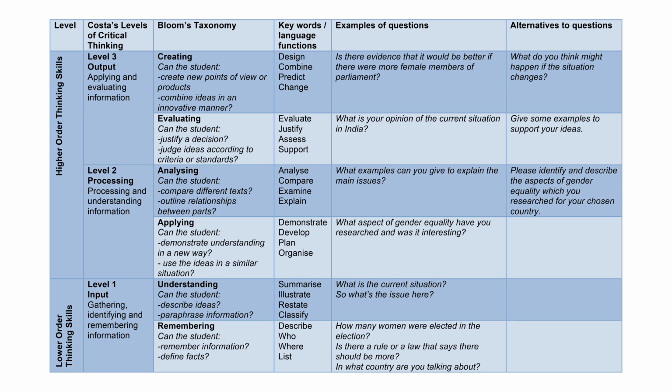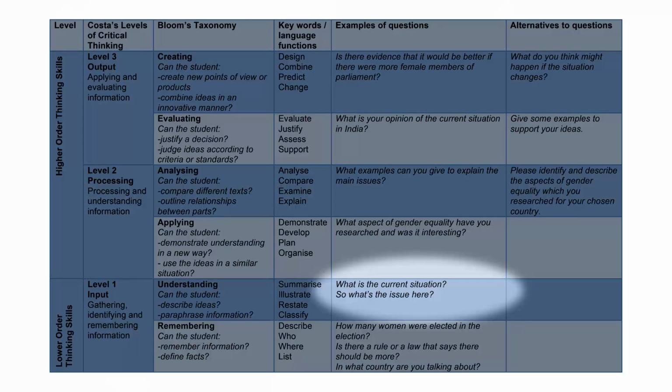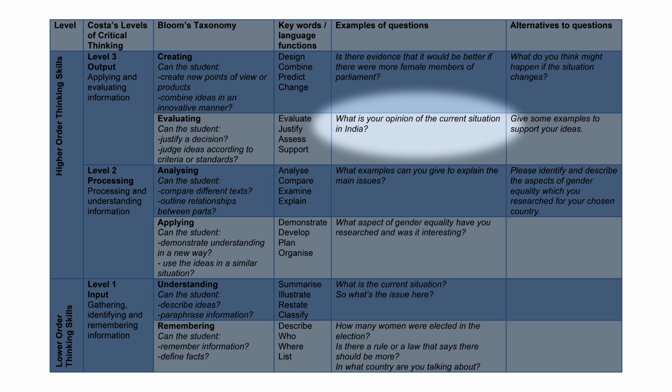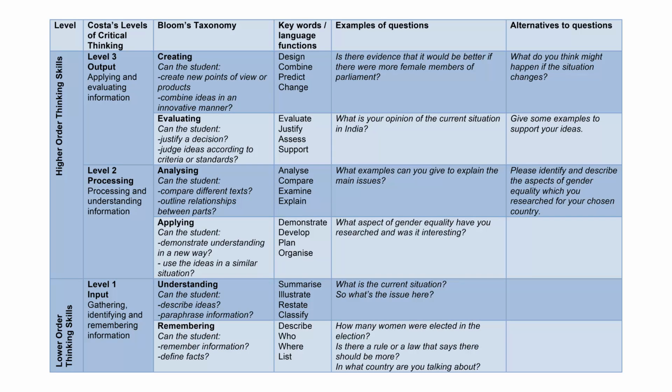Changing the purpose of the questions increases the level of higher order thinking skills. For example, "What is the current situation?" asks the students to simply remember information. Changing the question to "What is your opinion of the current situation and why?" asks the students to evaluate and justify their decision. As you can see, the questions would now allow a more in-depth discussion, deeper analysis, and more opportunities for the students to provide evidence of their learning.